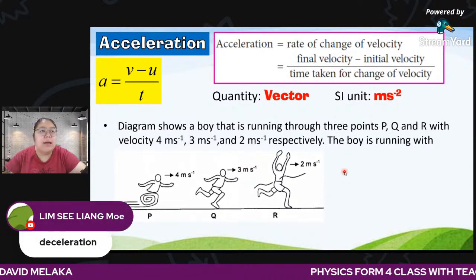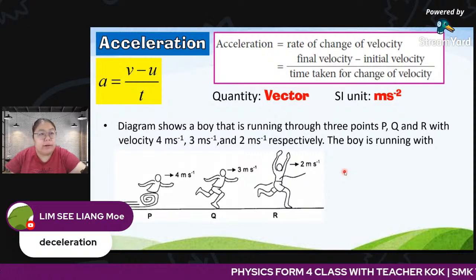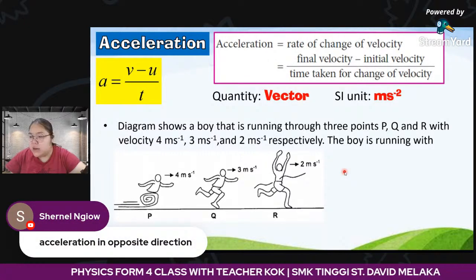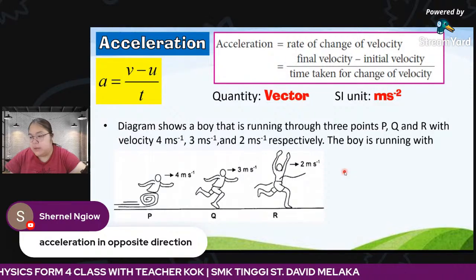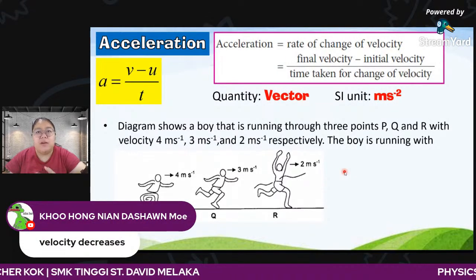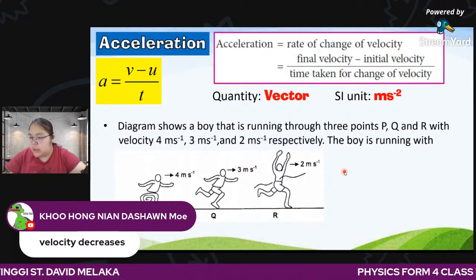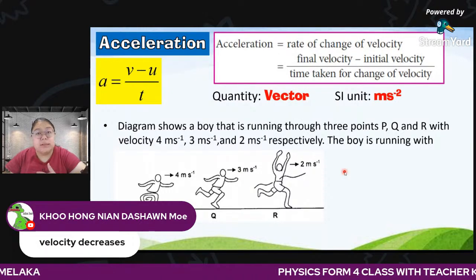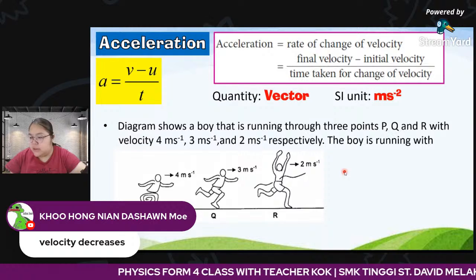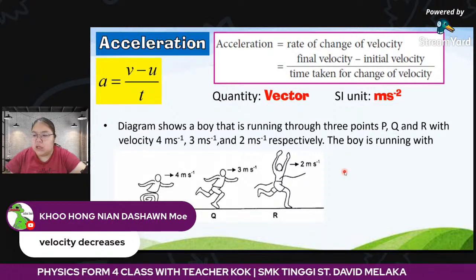You see, Celia gave me the answer deceleration. Then Chanel gave me the answer acceleration in opposite direction. After that, Gu Hong Nian gave me the answer velocity decreases. Okay, suppose it's the same meaning. Another answer, from Zhong Yanze, gave me non-uniform velocity.